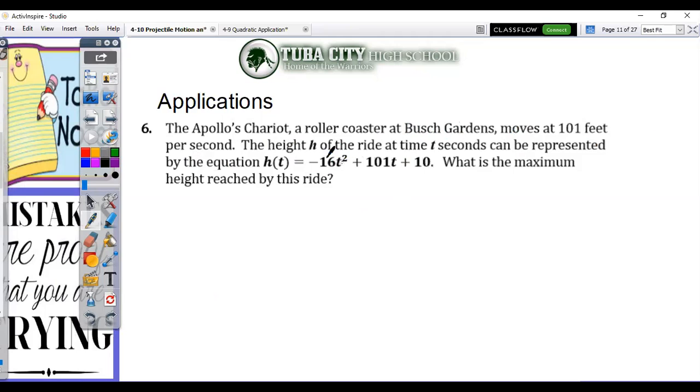And again, there's the gravity force again. Plus 101 velocity in seconds. Plus 10. So what is the maximum height reached by the ride? Okay, now we're going to have to do the same thing. So I'm guessing this roller coaster probably does something like that. I'm guessing. I don't know.